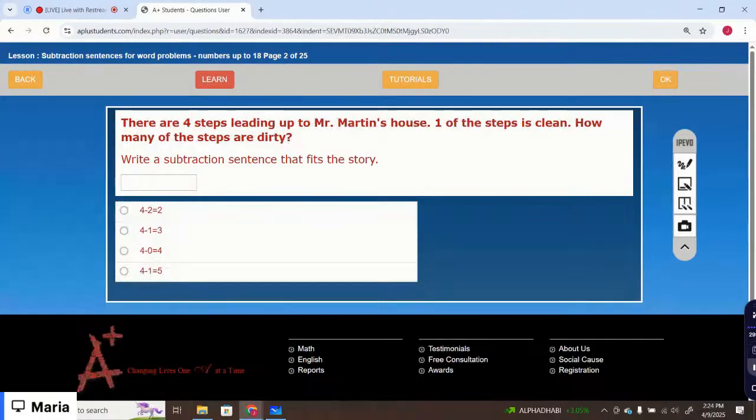There are 4 steps leading up to Mr. Martin's house. One step is clean. How many steps are dirty? Write a subtraction sentence that fits the story.